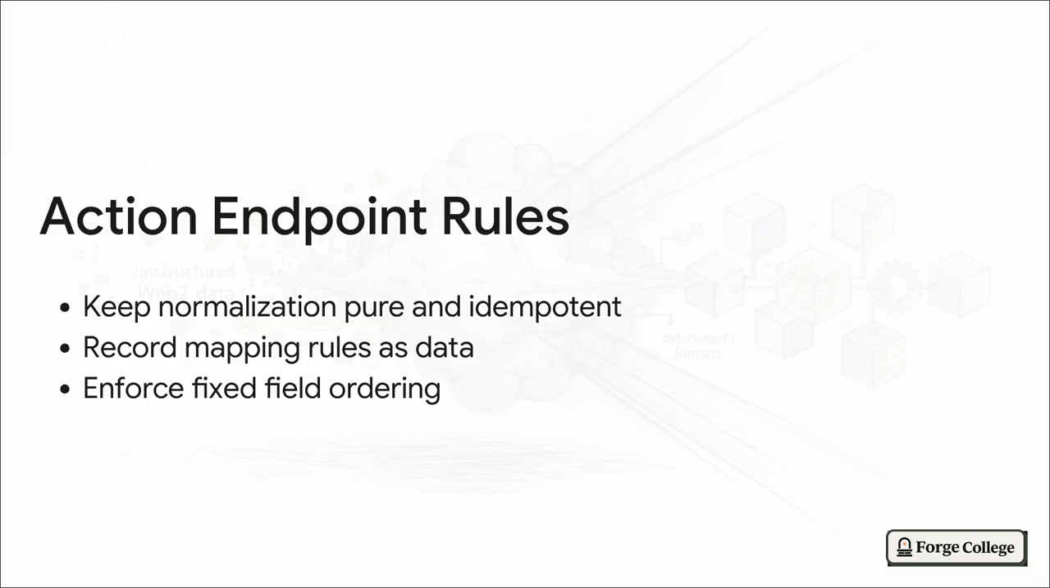First, keep your normalization pure and idempotent. Second, record your mapping rules as data, like in a JSON file, and not as messy spaghetti code. This makes your bridge fully auditable. And third, enforce fixed field ordering so that identical inputs always produce identical bytes.